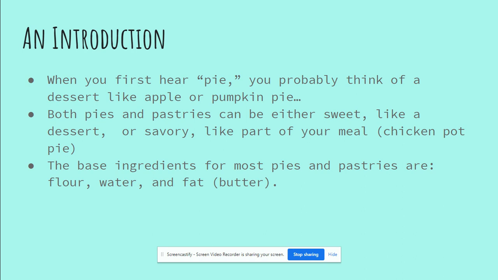The base ingredients for most pies and pastries are the same. So basically what you're going to have is flour, water, and some type of fat, which is usually butter. Besides that, you might have salt. There's probably going to be some sugar in some of them in the dough or the crust itself. But those three ingredients are common to all pies and pastries, your typical ones.